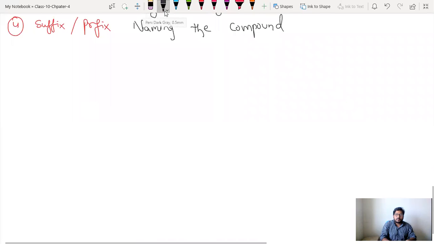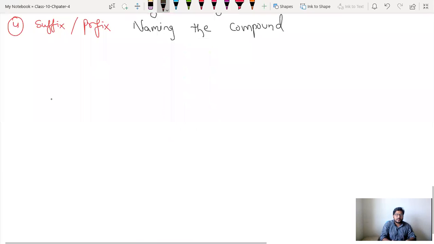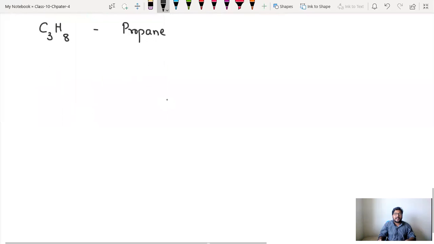Now we'll try to draw one structure, that is C3H8. First of all, what is the name of C3H8? C3 means meth, eth, prop, and the relationship between 3 and 8 is 2n plus 2. So it is propane. Now if I ask you to draw propane, how can you draw?